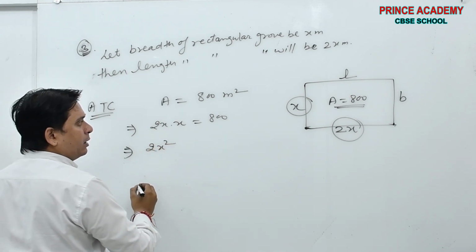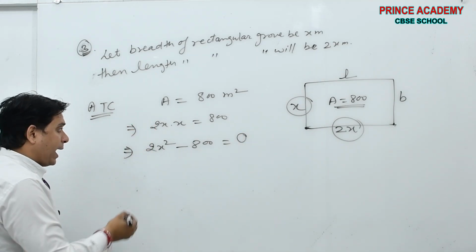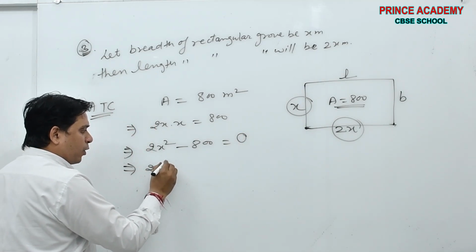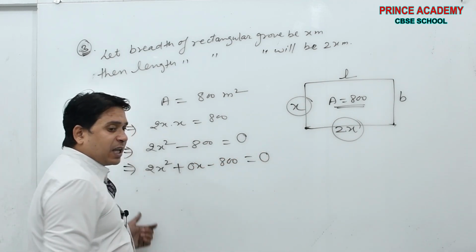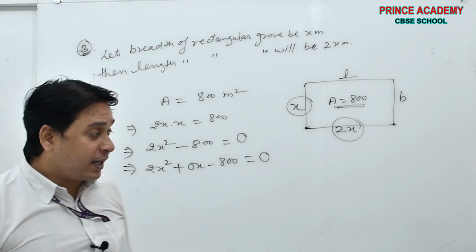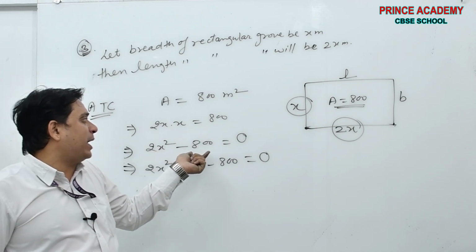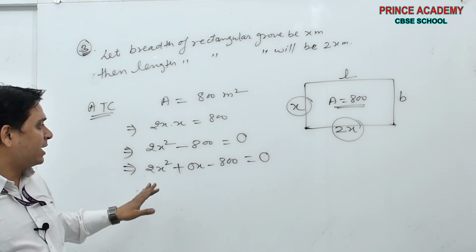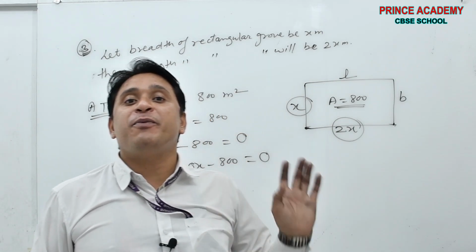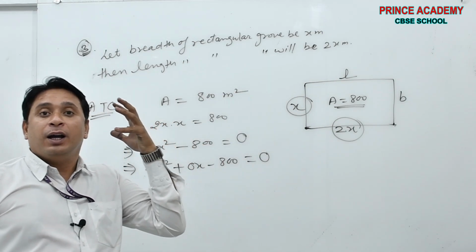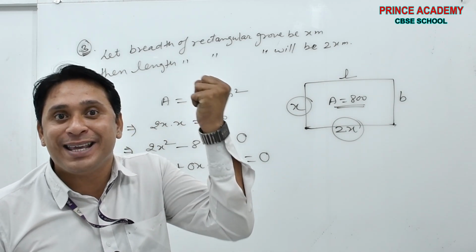Done. What will you get? 2x square. Shift this side. 2x square minus 800 is equal to 0. Okay. Now see, 2x square plus 0x minus 800. This is the standard form or not? Yes. I was able to find out the value of x from here. But is it possible? Means we have to choose the output based on discriminant.